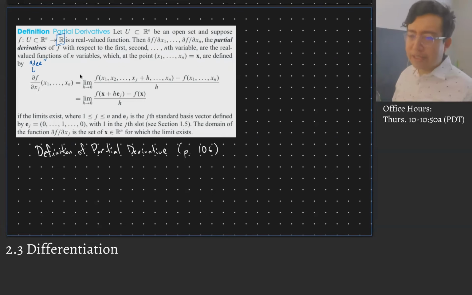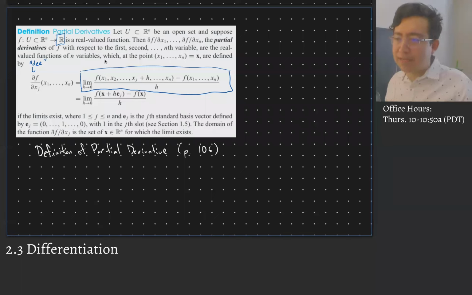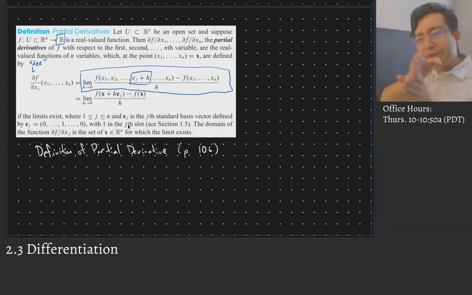This definition, this limit here, should look familiar from single variable calculus. If you remember, in single variables, the derivative was f of x plus h minus f of x over h, and we took the limit as h goes to 0. Here, we're only adding the h in this particular coordinate. So we're taking the derivative in one specific coordinate.